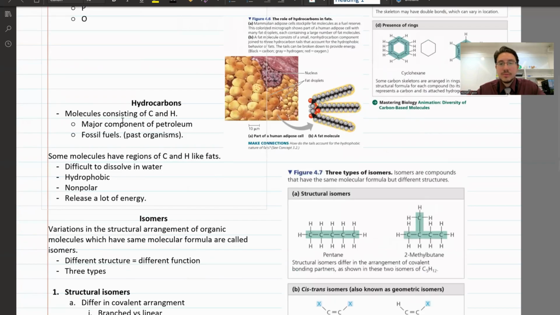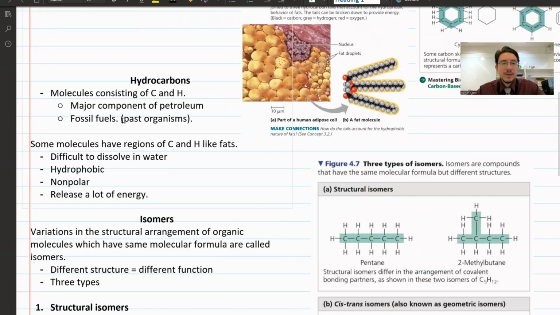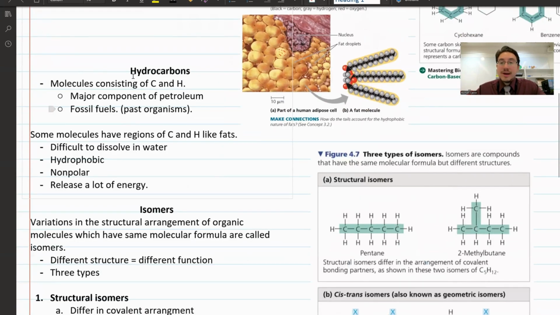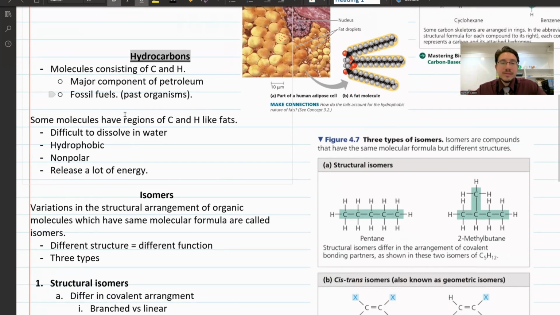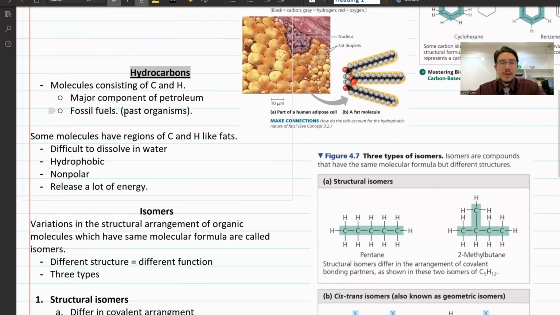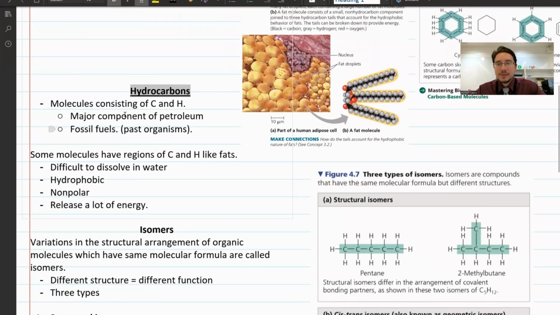All right, getting into a little bit more specificity. You have hydrocarbons. Just let me underline this. Hydrocarbons are basically molecules consisting of carbon and hydrogen, thus the name. It's a major component of petroleum and fossil fuels, right? And this is material produced from past organisms that have decomposed, and their carbon content has been processed into these compounds, right? So these hydrocarbons can create a variety of molecules.